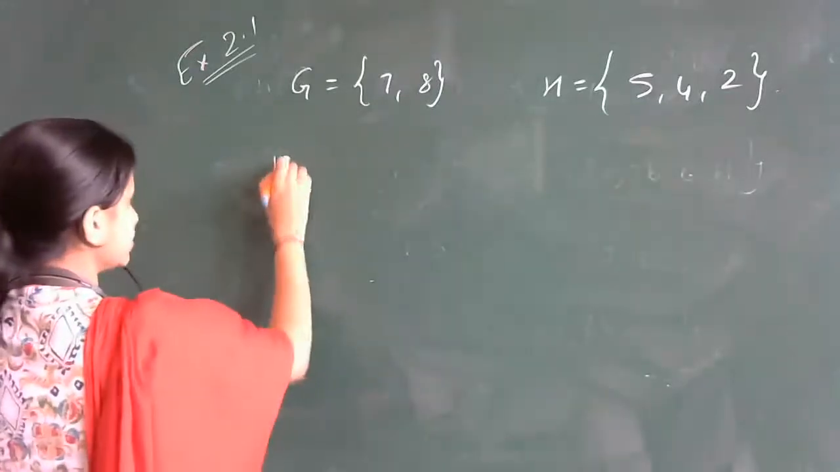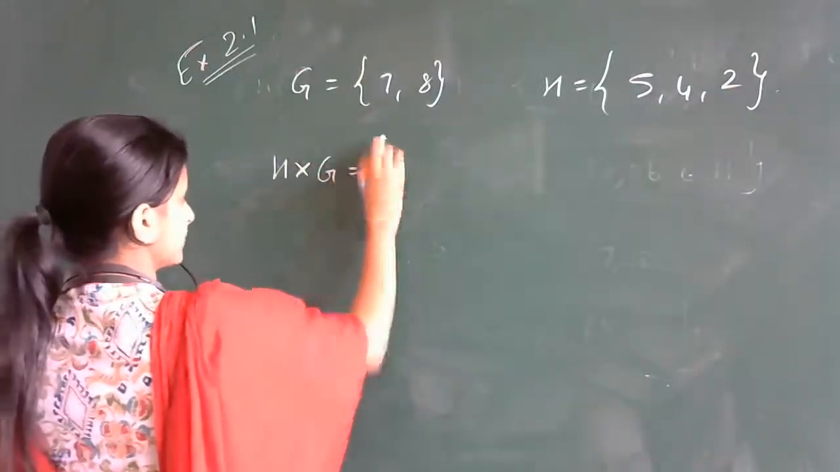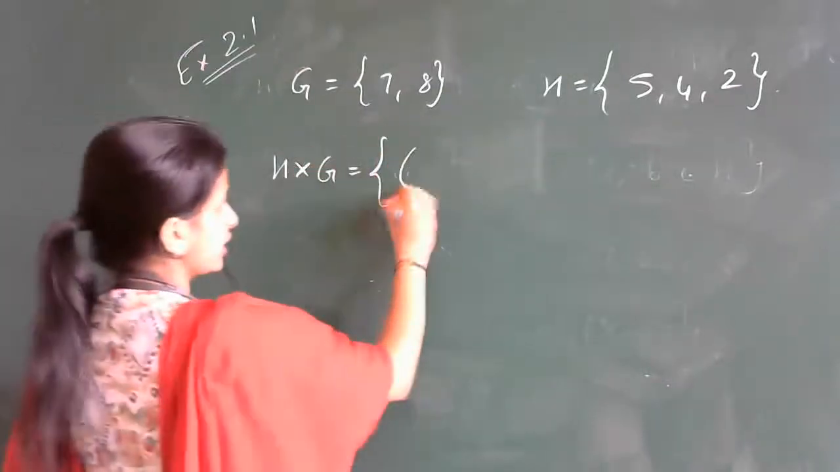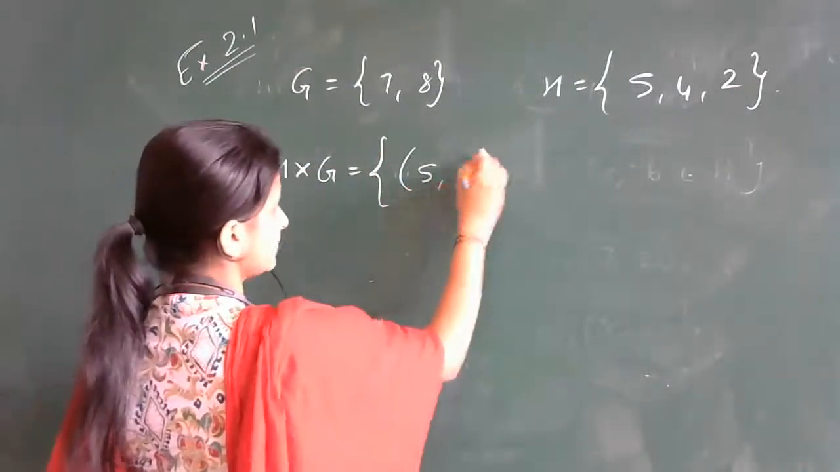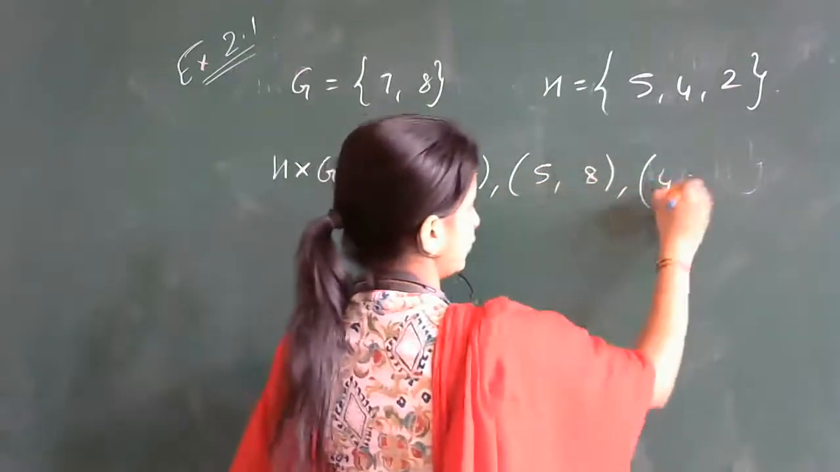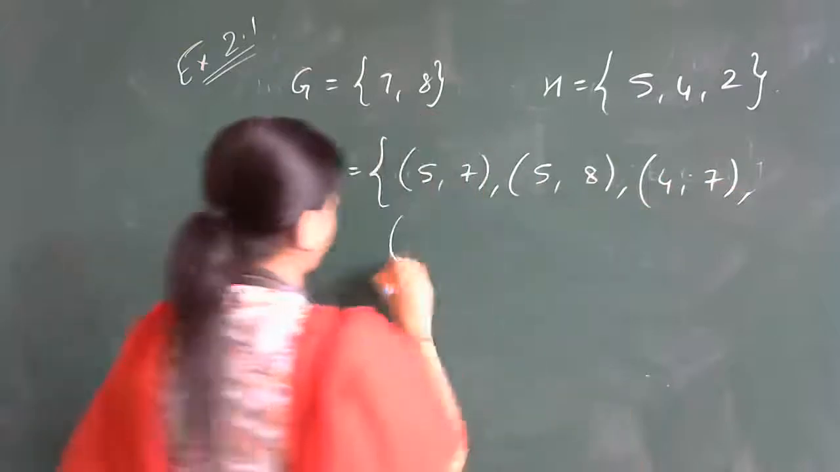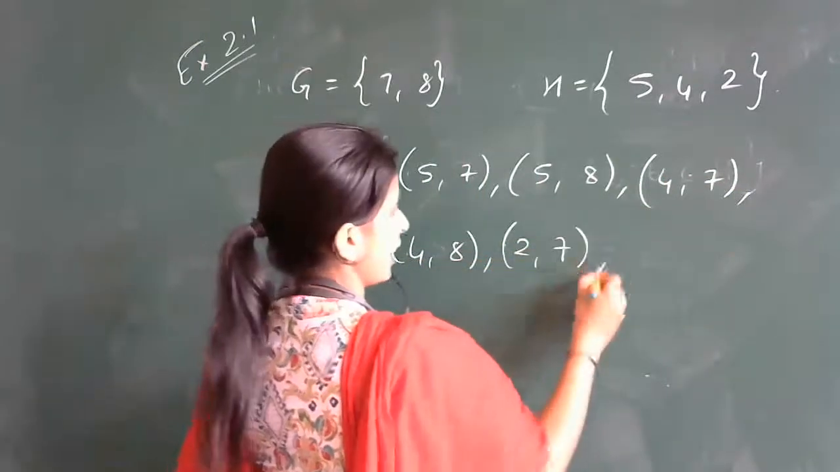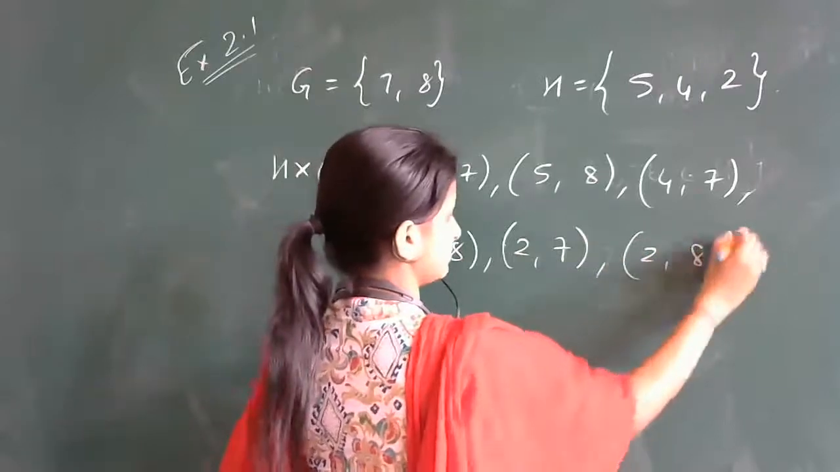What is H cross G? Now, the first element should be taken from set H. So, what all you will get? First ordered pair is 5, 7, 5, 8. Next, 4, 7, 4, 8. Last 2, 7 and 2, 8.